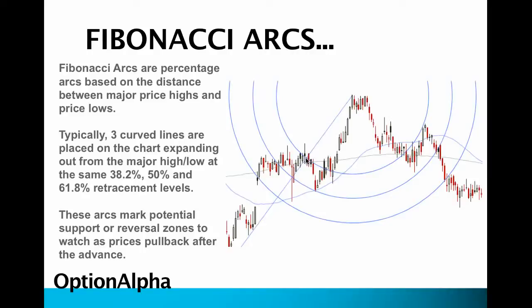Once we find those points, we draw an arc surrounding that point, and it actually goes all the way around. It's a complete circle. At the 50 level, we draw an arc that surrounds that entire level, and then at the 61.8, we draw an arc that surrounds that entire level as well. These are going to act as support and resistance, just like your typical Fibonacci retracement levels. The horizontal lines are going to act as support and resistance.